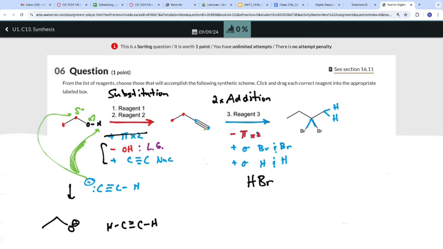We need to make that a better leaving group. We need to make that OH a better leaving group, and we need to make it a better leaving group in a way that doesn't interfere with the next step of our reagent. Okay? So this helps us out a little bit, because what did we just discover by doing all that work? We know reagent 2. Reagent 2 should be a negative carbon with the triple bond. Okay? So how can I make OH a better leaving group?